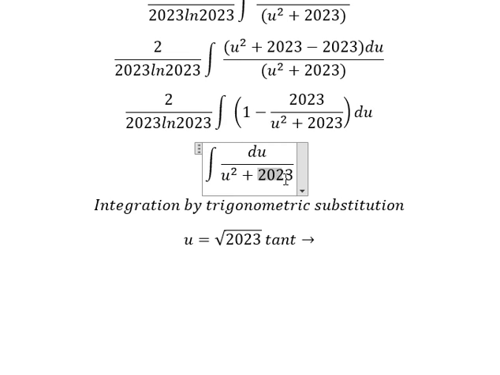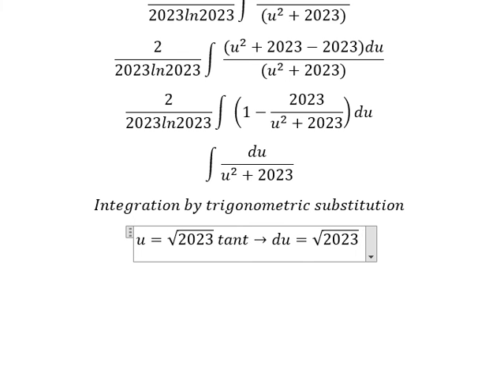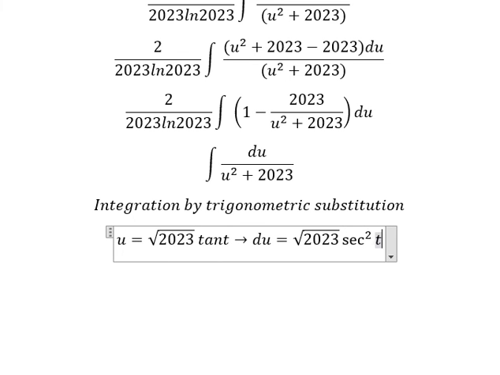2023, 2023. We can do factorization. Tan t squared plus 1, we change to secant of t squared, and later we simplify by du. Du, we have the square root of 2023 secant of t squared dt.